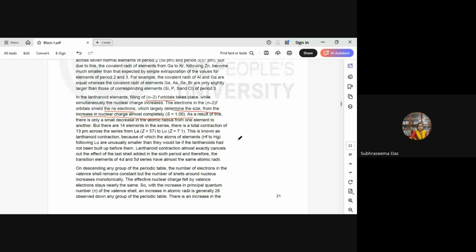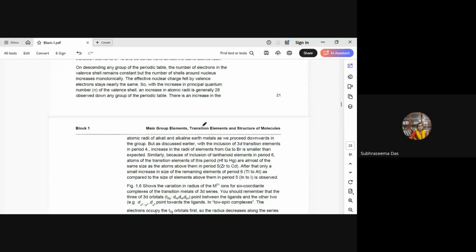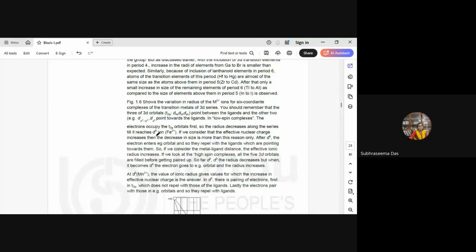Now we're talking about the lanthanides. This is because of the lanthanide contraction. The lanthanide contraction cancels the effect of the last shell that is added in the sixth period, and therefore the transition elements in the 4d and 5d series have almost the same radii. This is how the effective nuclear charge influences the different types of radii of the different atoms.